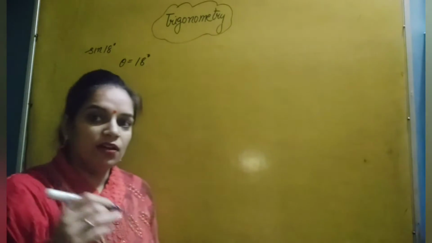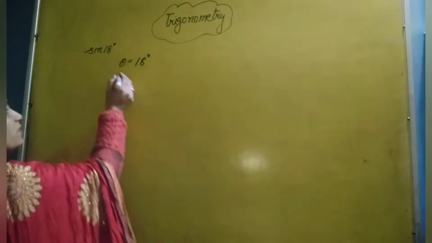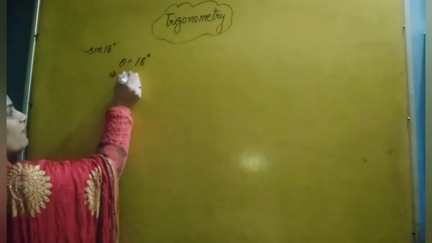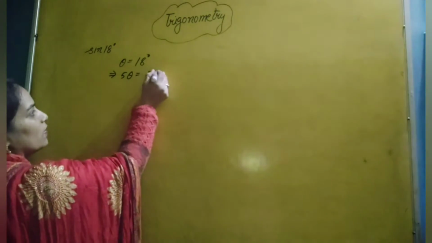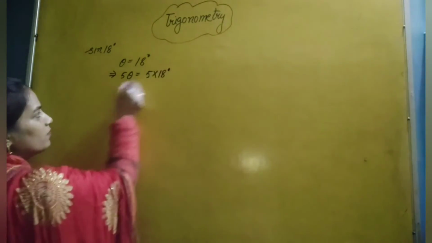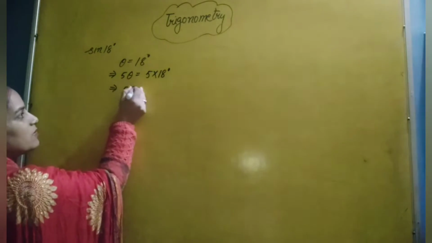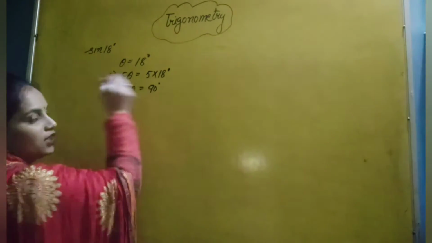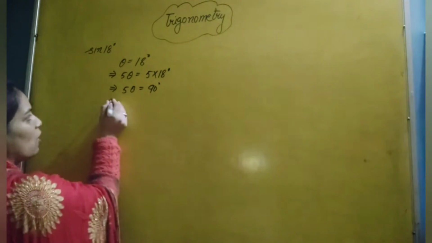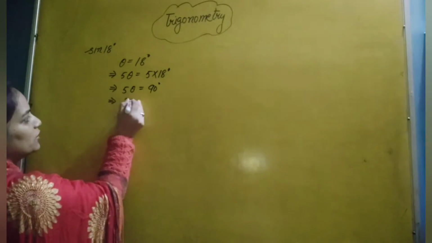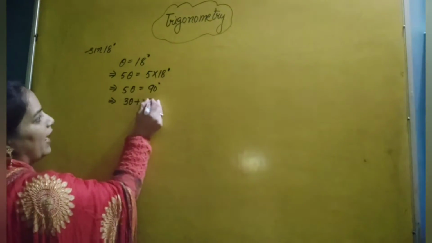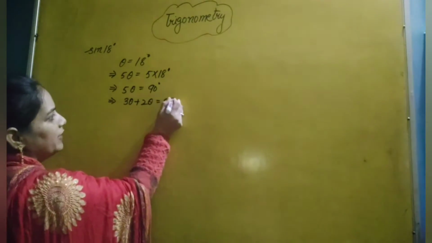Now we will multiply both sides by 5. So it will become 5 theta is equal to 5 into 18 degree. It becomes 90 degree. The value of 5 theta becomes 90 degree. Now we will break 5 theta into 3 theta plus 2 theta, and the right hand side is 90 degree.